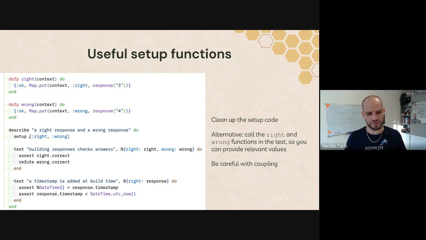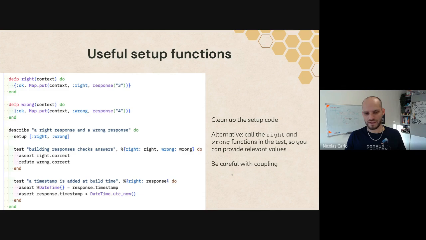Here we use Elixir to call these in the setup, and here we retrieve our context. So these functions will be called, and here we will have access in our context to the right answer, that is response 3, and the wrong one, that is response 4. And so we can do assertions, we can do more stuff here, but basically we have abstracted away the creation of these so we can reuse them around.